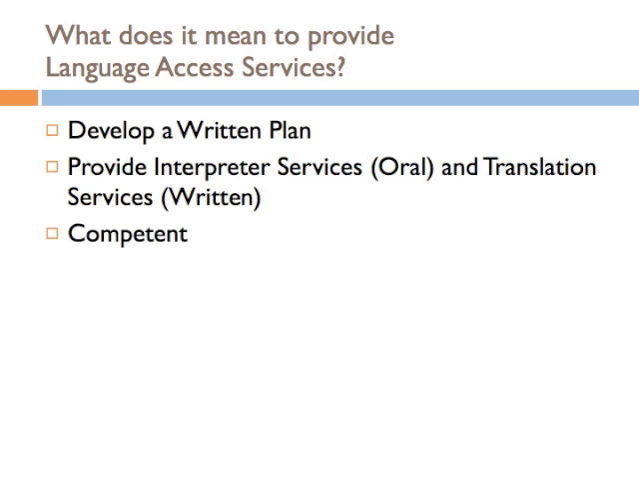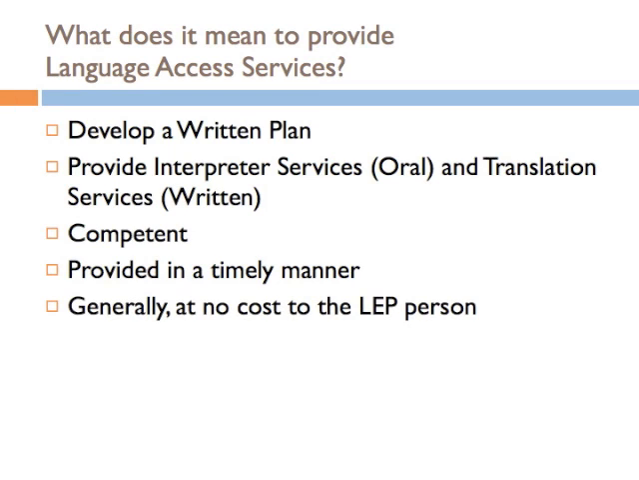Services provided need to be competent, meaning that the recipient must be aware of the skill level of individuals they are using as interpreters and translators. According to the Department of Justice's LEP guidance, the benchmark for timely services is that the language assistance should be provided at a time and place that avoids the effective denial of the service, benefit, or right at issue, or the imposition of an undue burden on, or delay in important rights, benefits, or services to the LEP person. And finally, generally, language services must be provided free of charge.